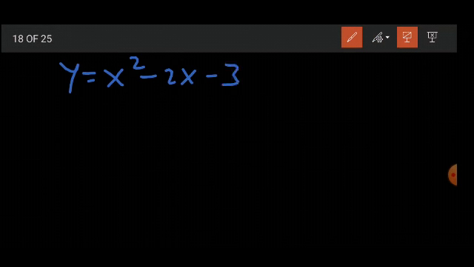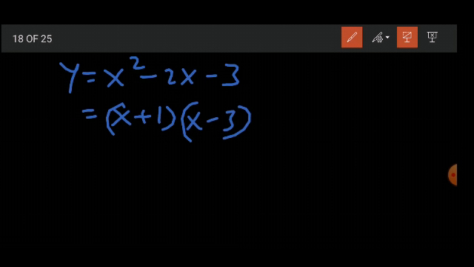So first of all, as this is a quadratic expression, to analyze this, as you know, we can factorize it. Here the factors are x plus 1 into x minus 3. Let's check. Yes. So finally, there are two roots, one is minus 1 and the other is plus 3.